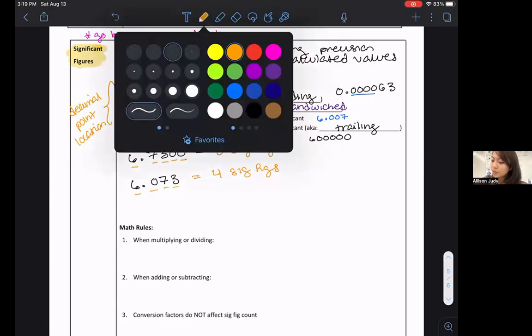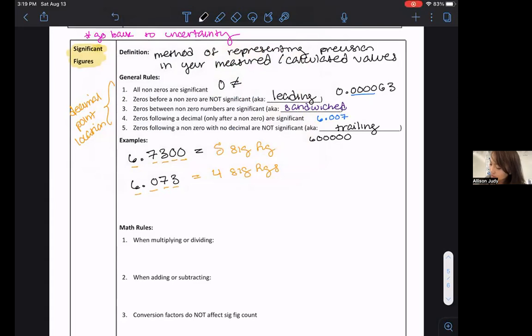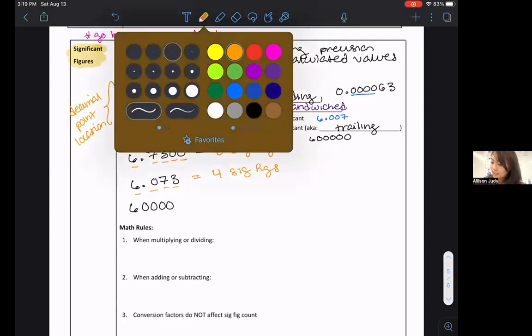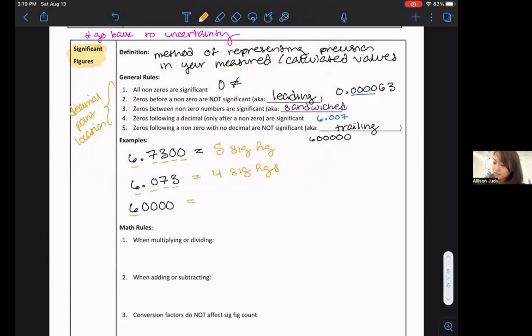Let's look at one more example. Let's say we have 60000. Okay, how many sig figs is this? Well, one non-zero digit, bam, one sig fig. I have 4 zeros afterwards. And if there was a decimal before it, they would be significant.